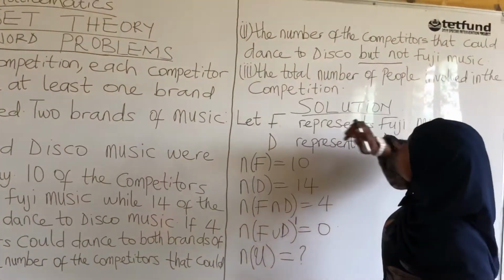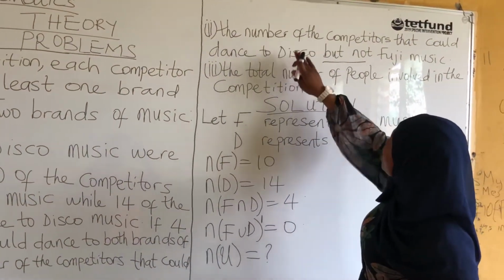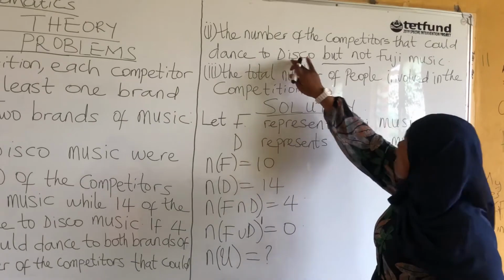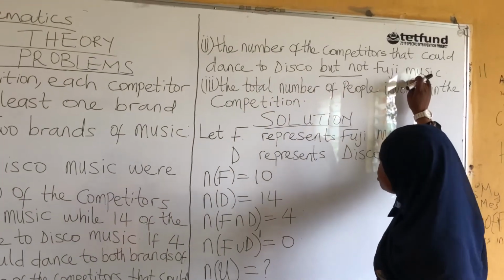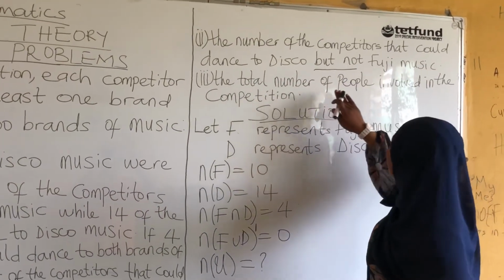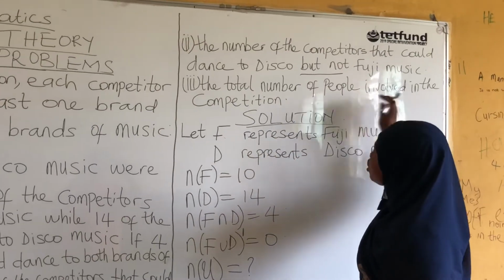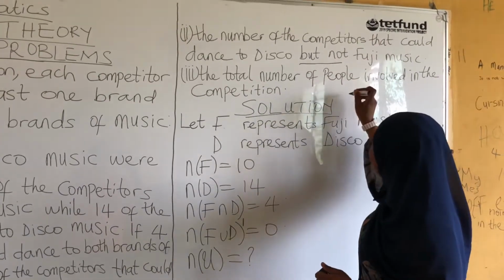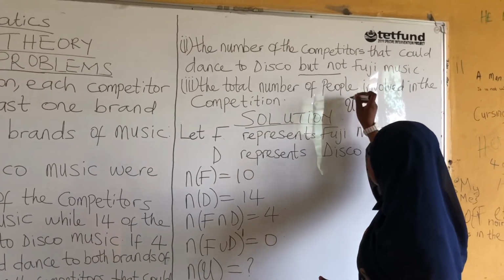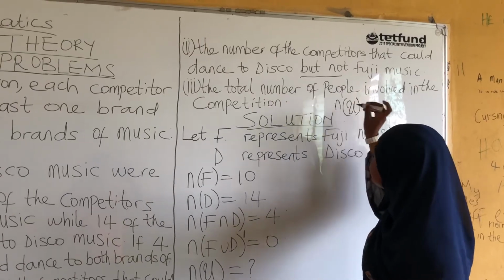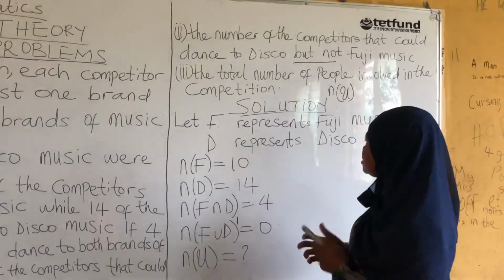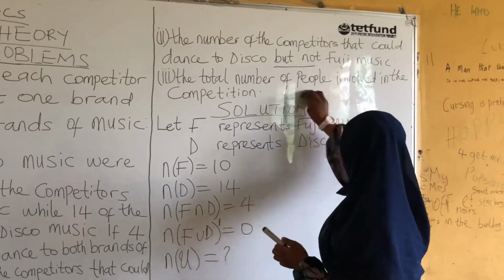And this one also, it's saying that we should find the number of those that could dance to disco but not Fuji music, and the total number of people involved in the competition. That will be our universal set. So they want us to find the cardinality of the universal set. So let's quickly go to the solution now.